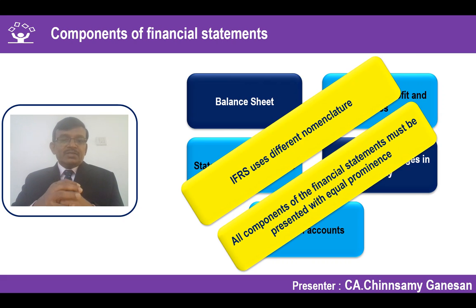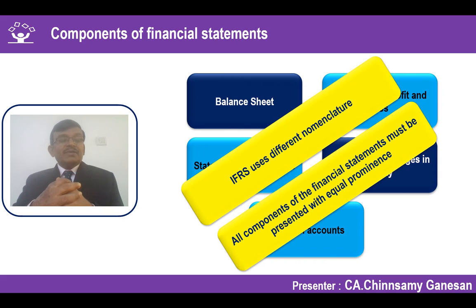Another important aspect which we have to consider is that the standard says all the components of the financial statement must be presented with equal prominence. What does it mean? For example, my balance sheet is very strong. So I give the balance sheet in a different prominence. Maybe I have highlighted it, given it in a different font, and in a large font size, etc. Whereas my performance during the year is not great, and my statement of profit and loss account shows some sort of losses or something like that.